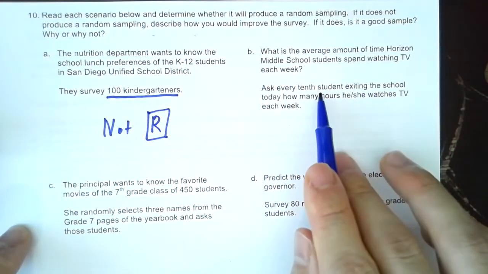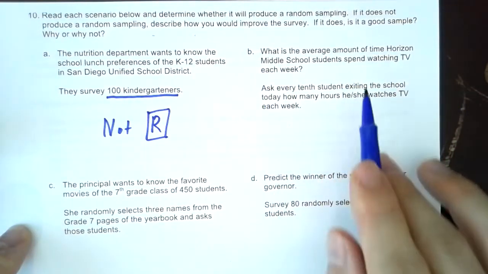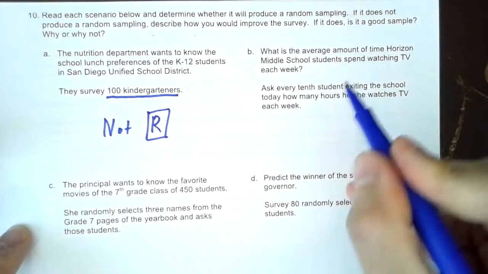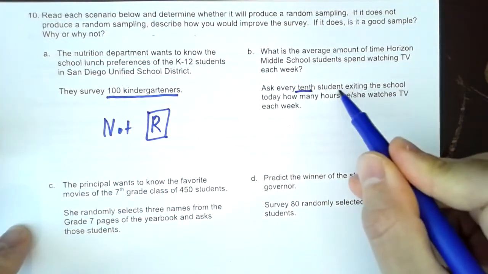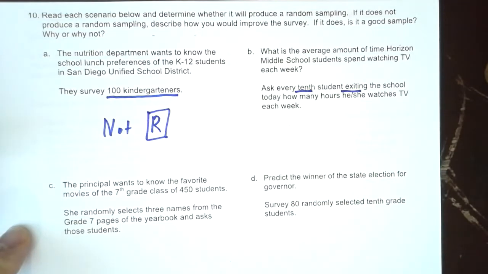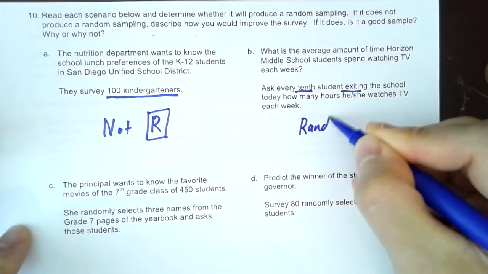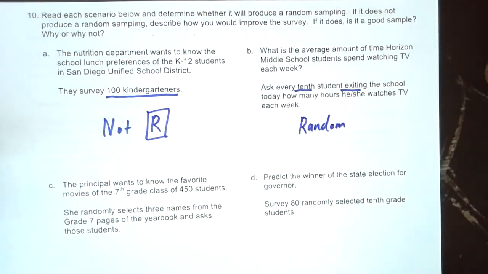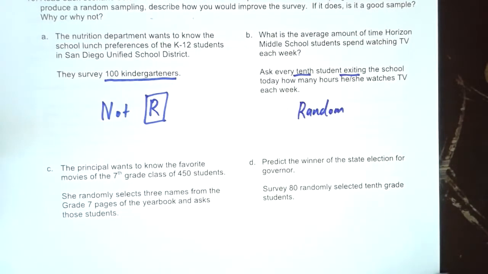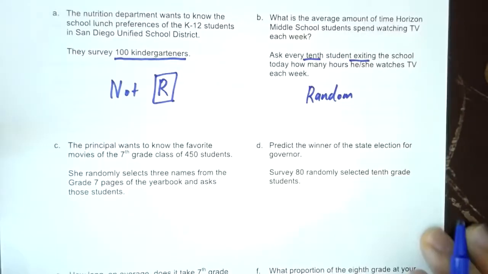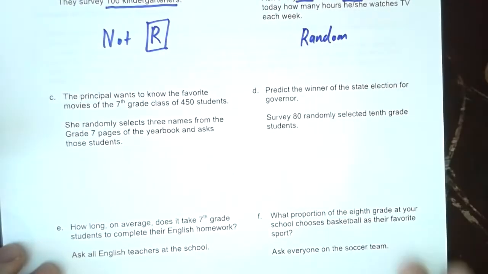What is the average amount of time Horizon Middle School students spend watching TV? Ask every 10th student exiting the school. I would say that's pretty good. This is random, right? Because you're not really deciding. You're not going to the lunchroom. You're not going to Mr. Kuo's class. You're going to the outside of the gate, and you're randomly sampling the 10th student that you see leaving the school campus. I think that's pretty good.